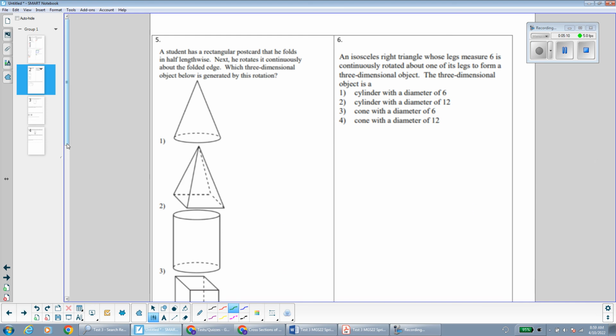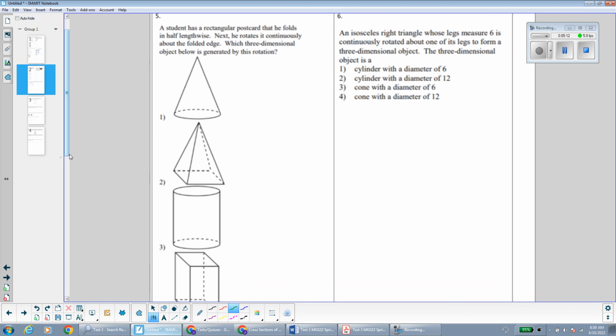A student has a rectangular postcard that he folds in half lengthwise. Next, he rotates it continuously about the folded edge. Which three-dimensional object is generated by the rotation? The answer to this one is cylinder, which is answer choice 3 here. Anytime you have a rectangle and you rotate it until it becomes a 3D object, it will become a cylinder. You can see this by taking a piece of paper and folding it. And when you fold the piece of paper, you get a cylinder.